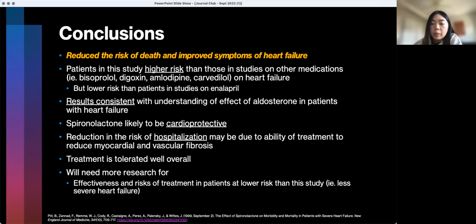The treatment is likely to be cardioprotective, and the reduction in the risk of hospitalization may be due to the ability of treatment to reduce myocardial and vascular fibrosis. Overall, the treatment is tolerated well. Most usually discontinue treatment due to gynecomastia or breast pain, especially among men, as we mentioned in the treatment group. Moving forward, we'll definitely need more research, especially for those patients who are lower risk than the study, such as less severe heart failure.